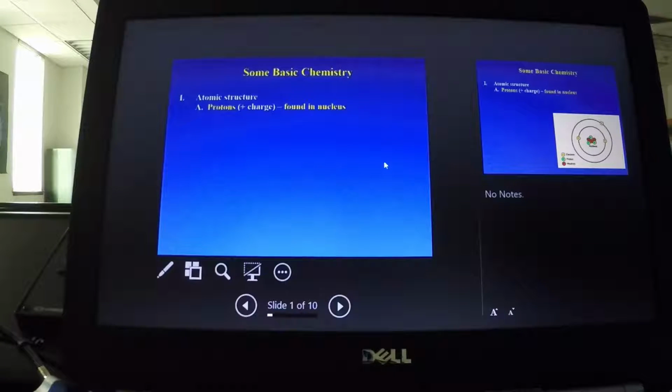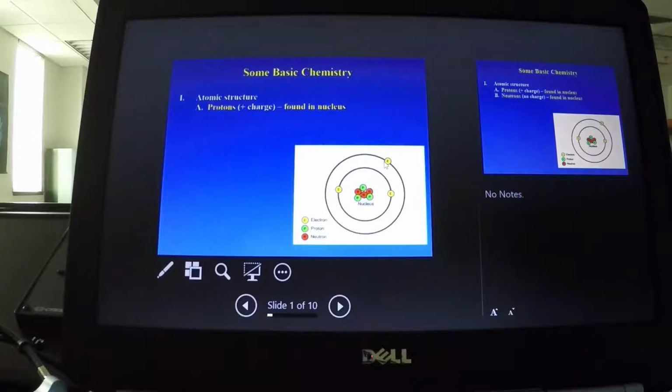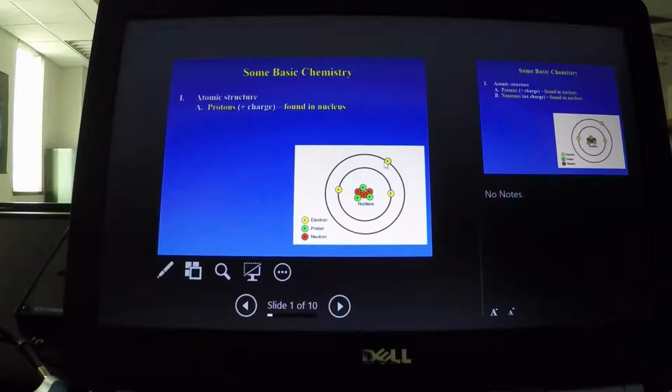A couple of terms that most of you probably know. Atoms consist of a number of what are called subatomic particles. We have protons. Protons have a positive charge, and protons are the subatomic particles that are found in the nucleus, or in the center of the atom. So here's a little diagram of an atom down here. The green circles with the P are protons, positively charged.